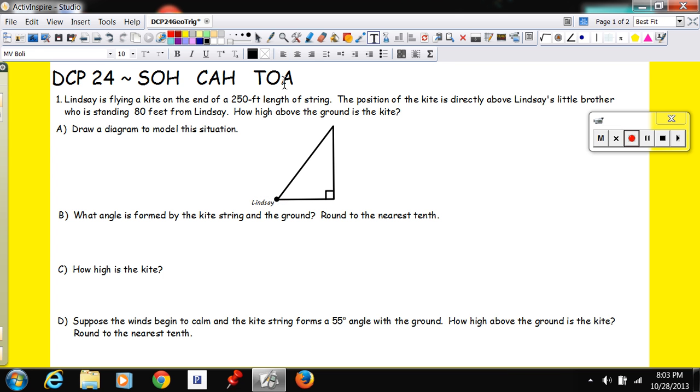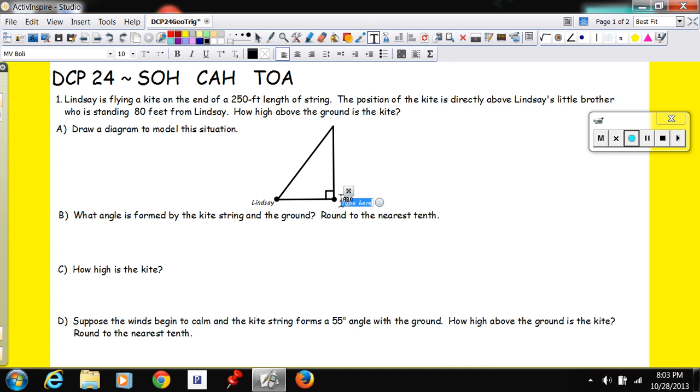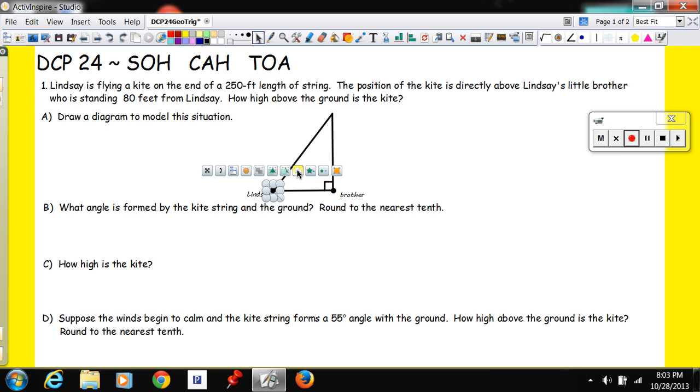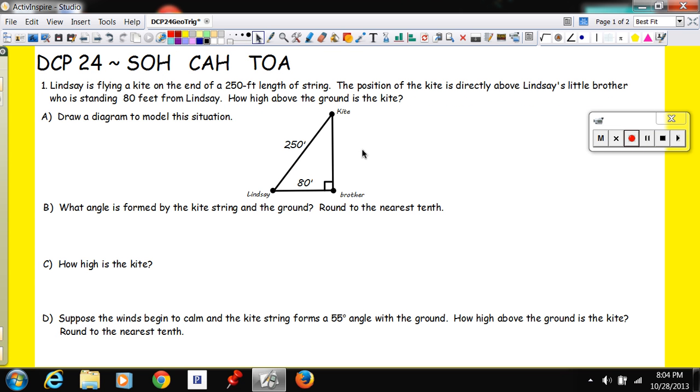And then her little brother is right here. So he's 80 feet away from Lindsay. And of course up on top is the kite that's flying high right up here. It says the string is 250 feet, and the brother is 80 feet away. So that would be the diagram that would model the situation.